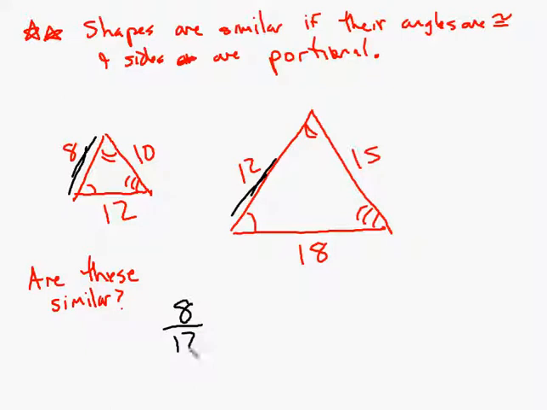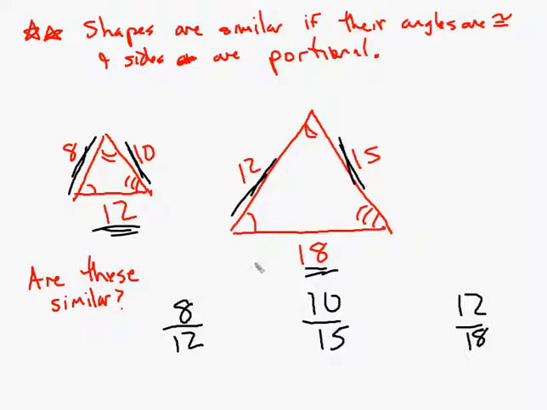So 8 is to 12. And then this side to the 15, right? Because that's the next biggest side. So 10 is to 15. And then this side to this side. So 12 is to 18. Now those look all different, but if they're proportional, then all of these reduce to the same number. So if I reduce 8 over 12, I get 2 over 3. And if I reduce this, I can divide both of those by 5, and I get 2 over 3. And if I reduce this, I divide those by 6, and I get 2 over 3. Notice each of those ratios reduce to 2 over 3. Therefore, I conclude these are similar.